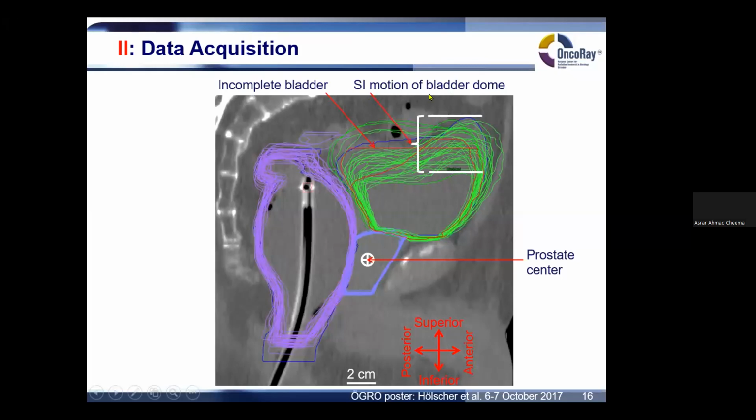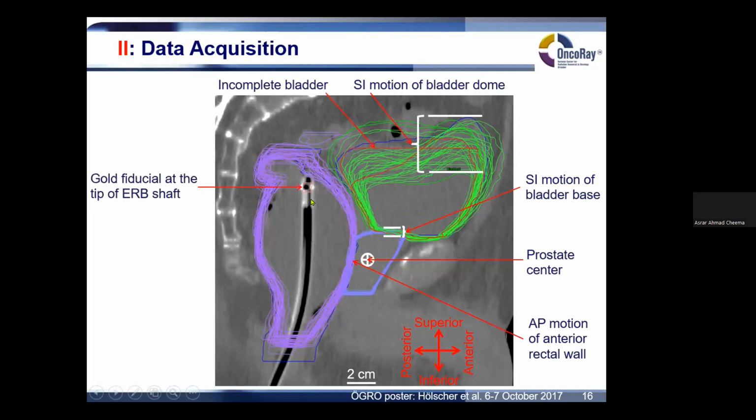This is the superior inferior motion of the bladder dome. This part of the bladder is called the bladder dome, and this is the bladder base. We can see that the superior inferior motion of the bladder base is much smaller than the superior inferior motion of the bladder dome. This is the anterior posterior motion of the interior rectal wall, and this was the gold fiducial at the tip of the endorectal balloon shaft, which was used for the superior inferior insertion level of the endorectal balloon.